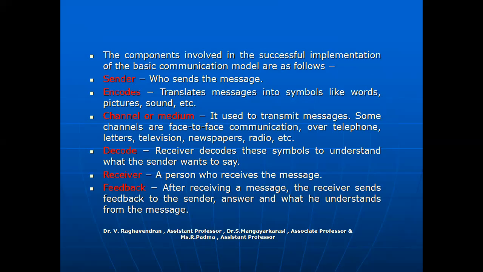The next thing: what are the components involved in the successful implementation of the basic communication model? They are classified as 6 things. The first one is sender, the second is encoder, the third is channel or medium, the fourth is decoder, the fifth is receiver, and the sixth is feedback. Sender means who sends the message. Encoder means it translates a particular message into symbols like words, pictures, sound, etc. Channel or medium is used to transmit a particular message.